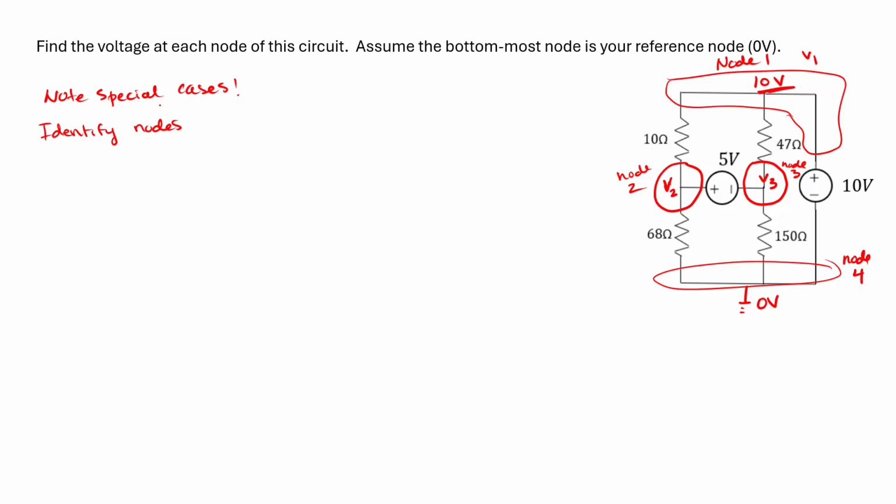So once again, we do have some special cases here. We know that due to the 10-volt source between node 1 and the ground, our node 1 must be 10 volts. And then our other special case is the 5-volt source between V2 and V3.